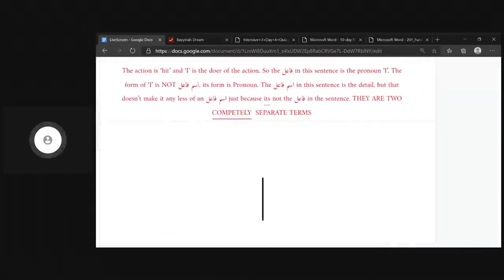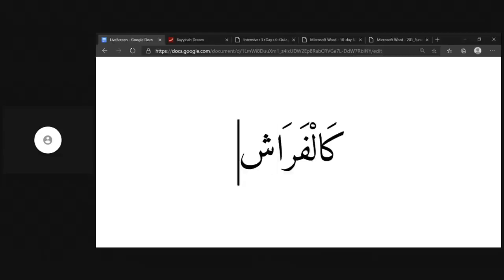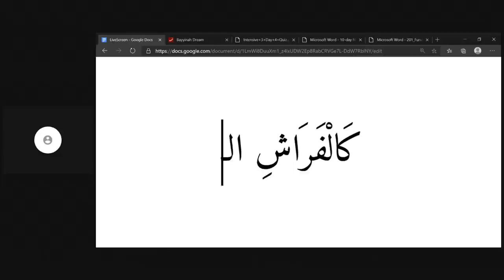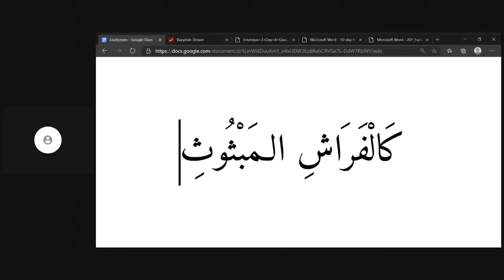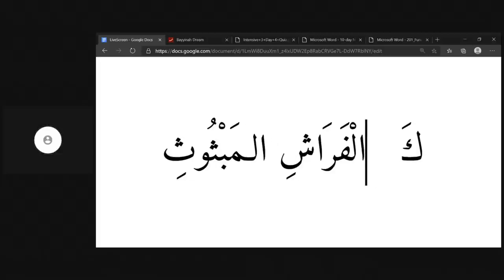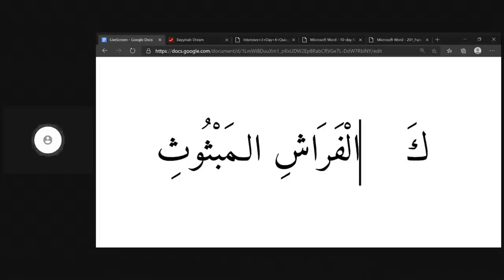Okay. The fragment is كالفراش المبثوث. If I take this kaf off of the first word, we already said this is a harf jar, right? So it's removable. If I remove it, the word is al-farashi al-mabthuthi. A mudaf can never have alif lam. So just by looking at the word, I can tell you this is not a mudaf. The alif lam immediately invalidates it from being mudaf.